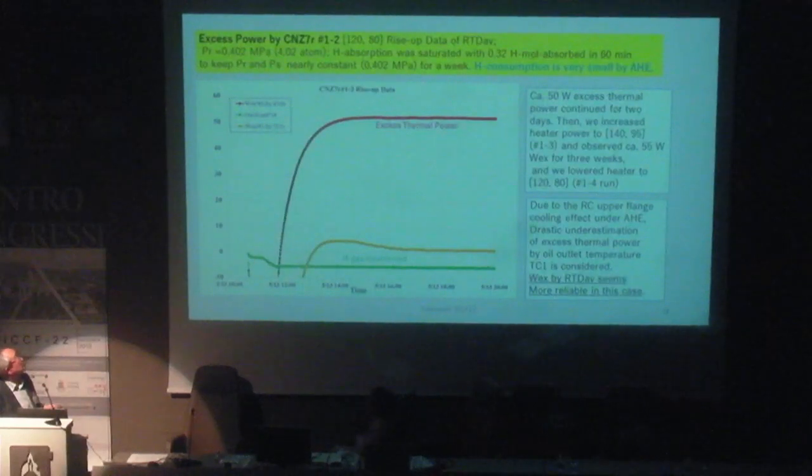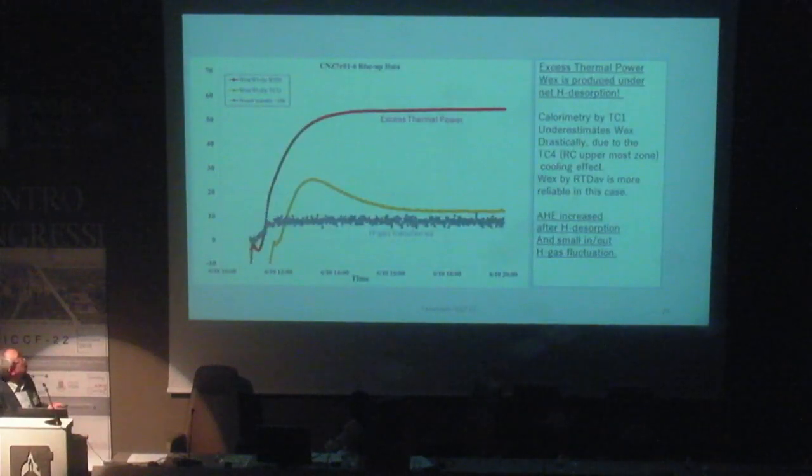This is a case of CNG recalcined, the rising-up curve, start of the experiment. We have a gas absorption, endothermic gas absorption in this case, and it saturated here. After this, we have excess power coming out, going to about 50 watt. This is underestimation.